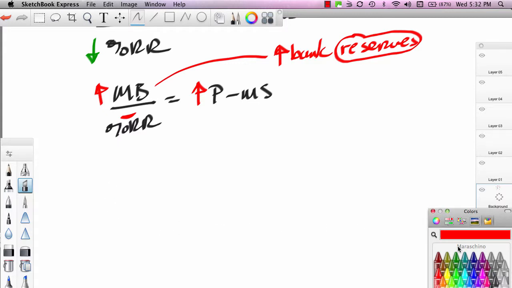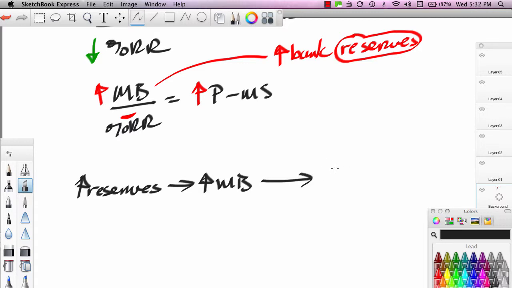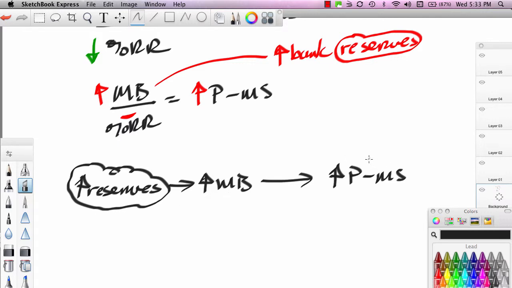So let's just summarize. Let me go back to black here. By increasing the level of reserves in the banking system, the Fed can effectively what? Increase the monetary base, and by increasing the monetary base, it can increase the potential money supply. Now, what we're going to focus on is how does the Fed actually increase the level of reserves in the banking system. I hasten to add the potential money supply is not the actual money supply.